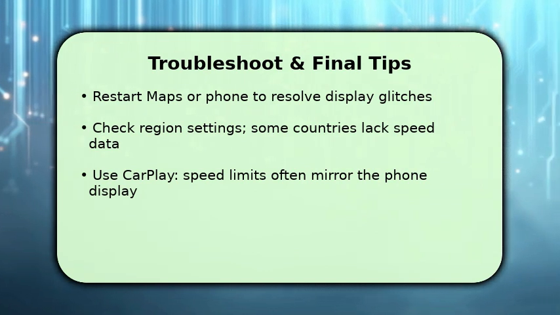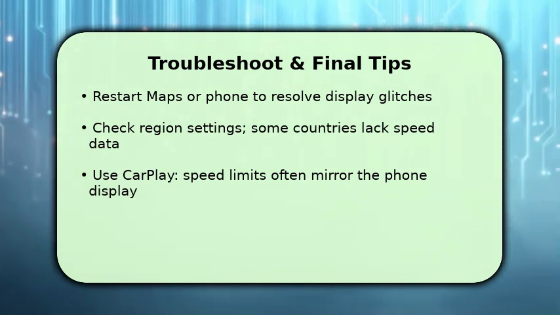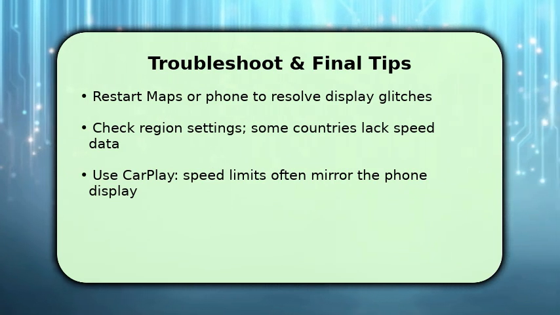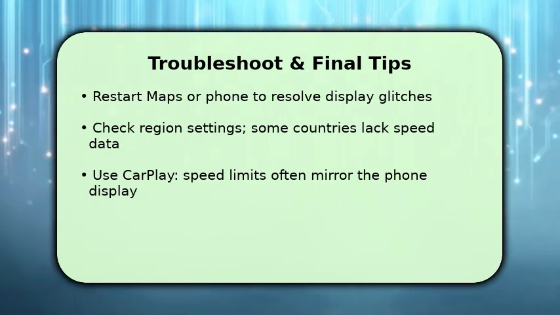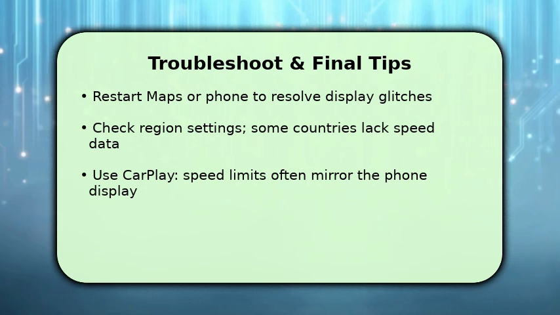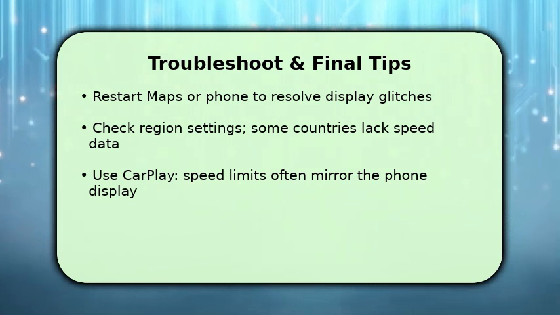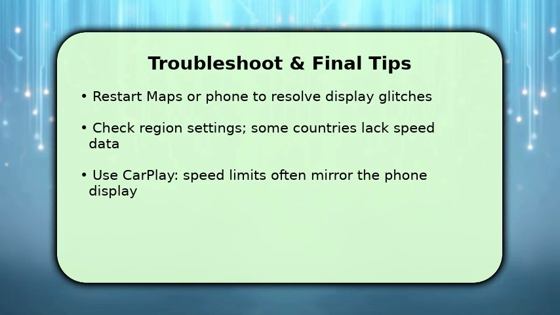If you use CarPlay, connect and confirm the badge appears on the car's display. One key troubleshooting tip: if speed limits still don't appear, toggle location services off and on. Then restart navigation to force a data refresh.